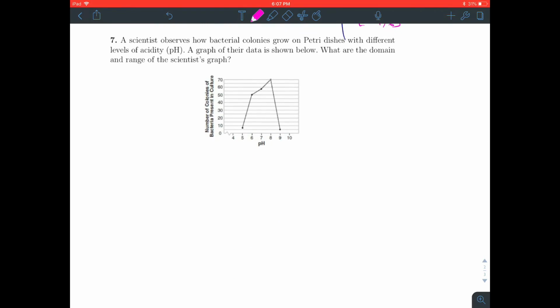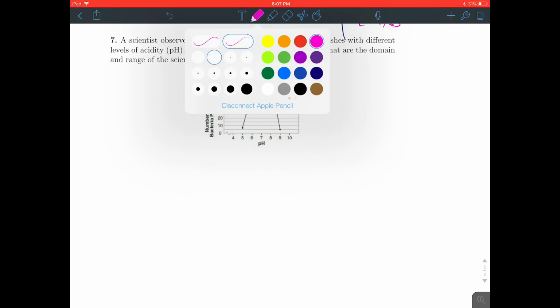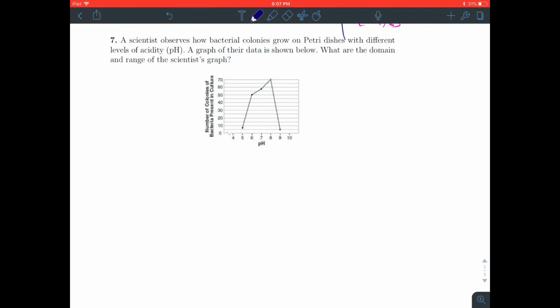Problem number 7 says a scientist observes how bacterial colonies grow on petri dishes with different levels of acidity pH. A graph of their data is shown below. What are the domain and range of the scientist's graph? So the domain is going to be the x values. If we look at our graph, it looks like the lowest x value that appears is 5. So 5 will be less than all of the x values that appear on this graph.